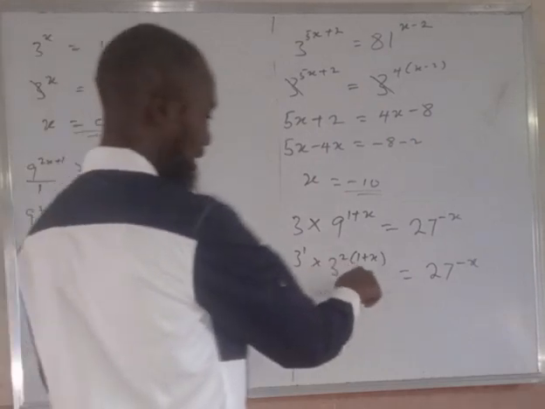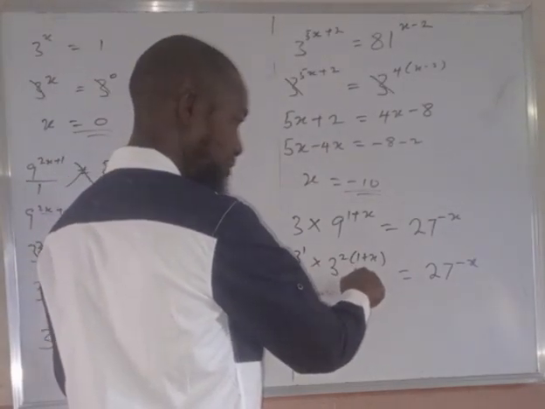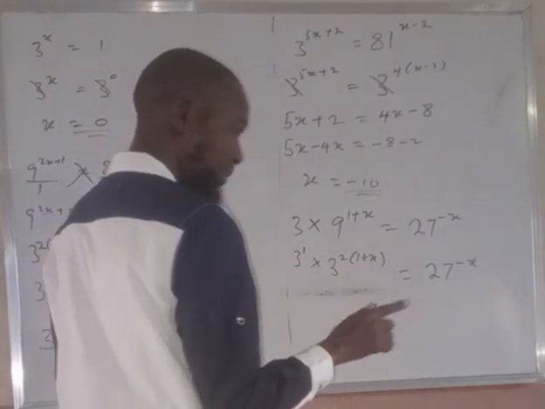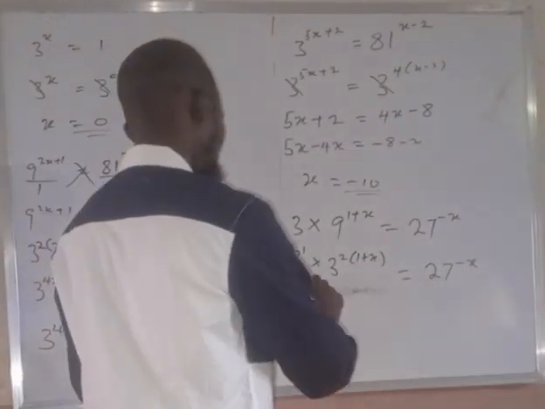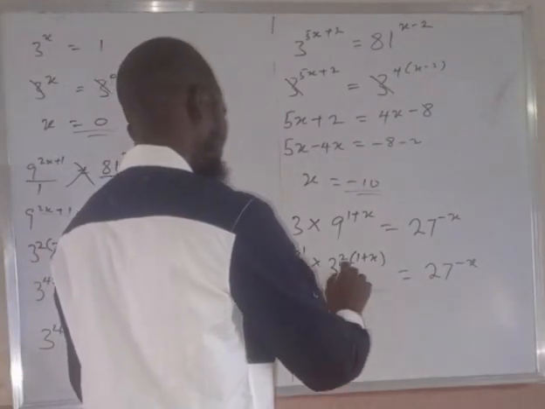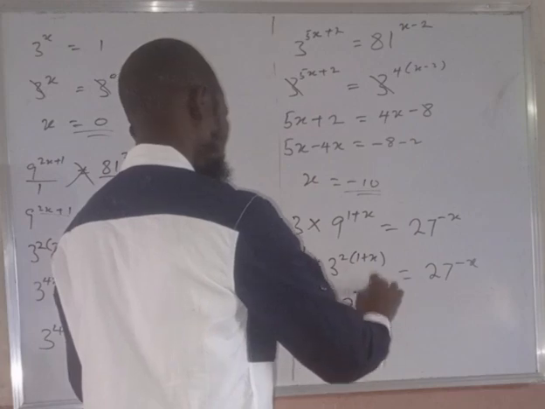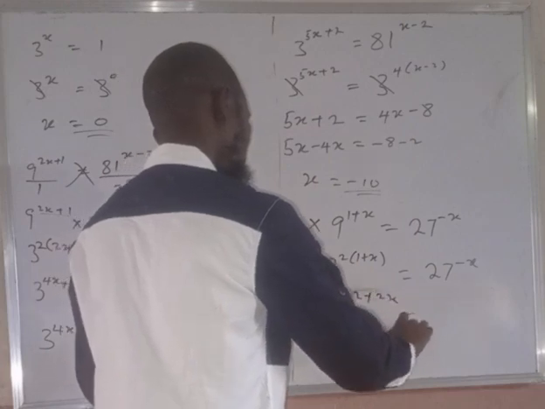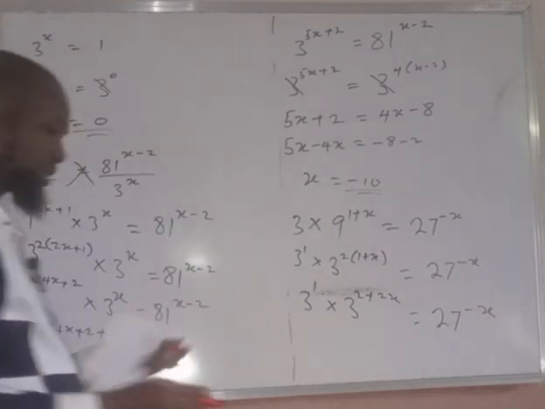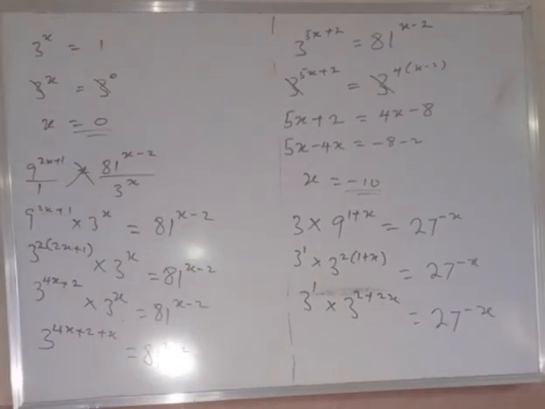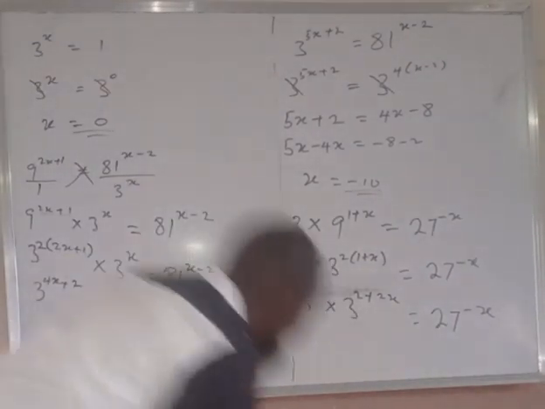Now, can I open this bracket first, or I should continue with applying law of indices? Open it first, okay? We say 3 raised to power 1 multiplied by 3 raised to power 2 times 1, 2 times x, is equal to 27 raised to power minus x. Hope that is clear.